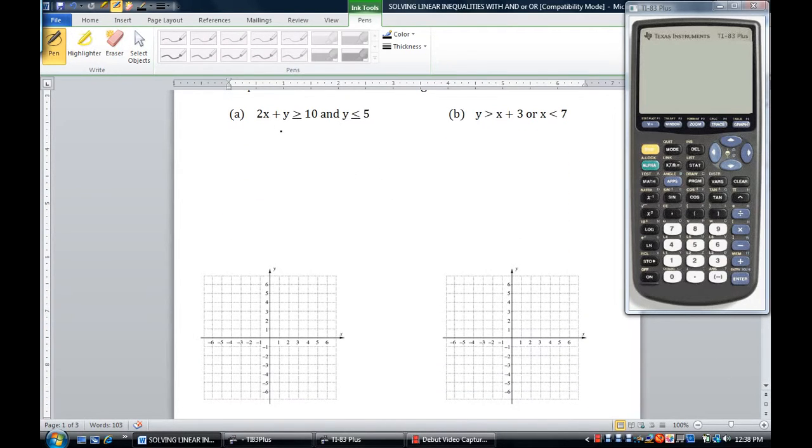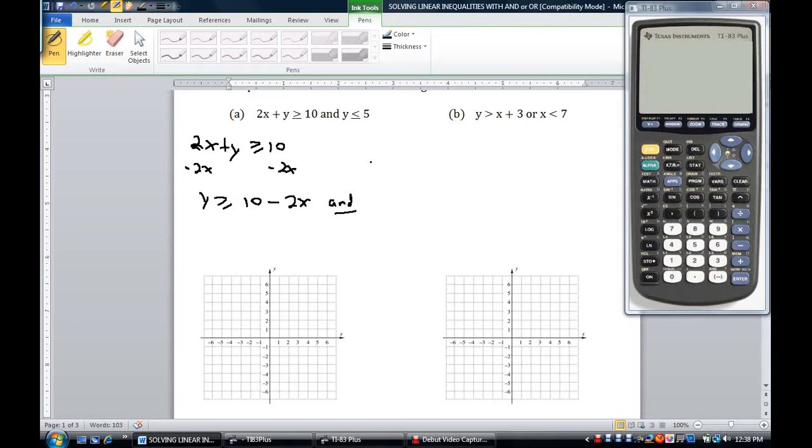So let's start the first one. We're going to graph each line. We're going to graph 2x plus y. We're actually going to graph equals 10, but I'm going to leave it as greater than or equal to 10. Before we can do that, we need to solve for y if we're going to use our calculator, which means we have to subtract 2x from both sides. We get y is greater than or equal to 10 minus 2x.